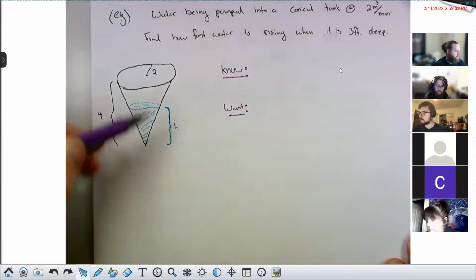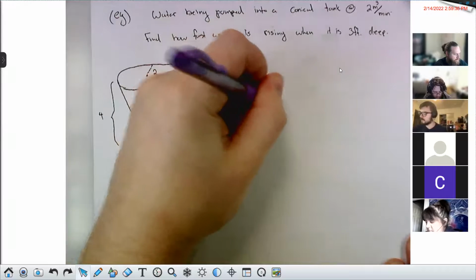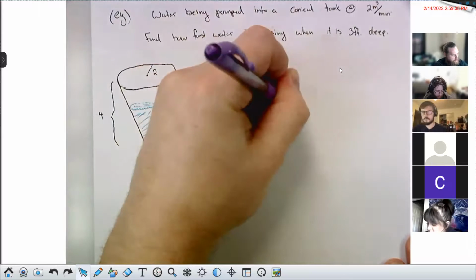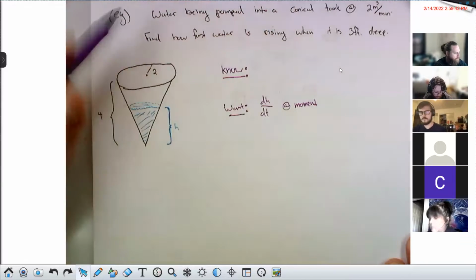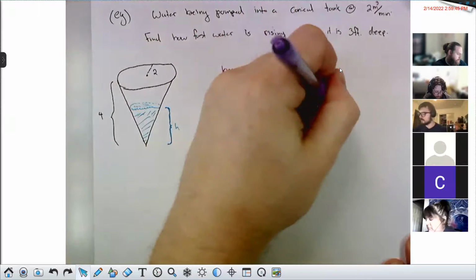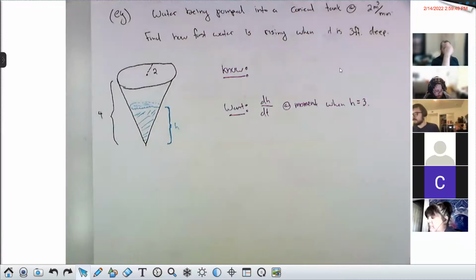I want to know how fast H is increasing. In other words, I want dH/dt at the moment when the water is 3 feet deep. At the moment when H is equal to 3. We have a need for a variable that I haven't labeled yet.